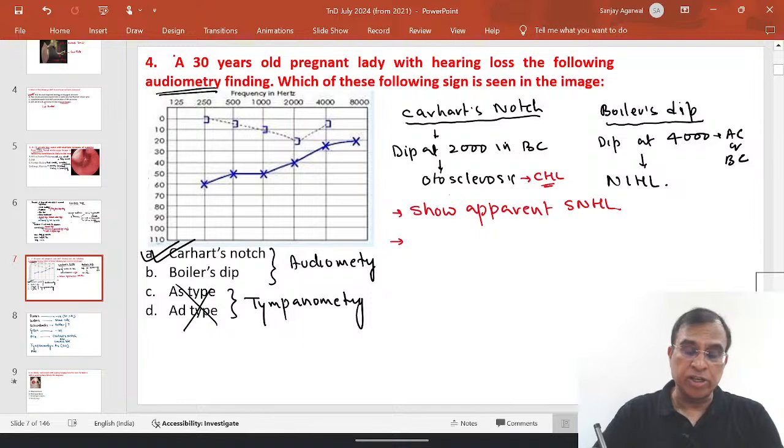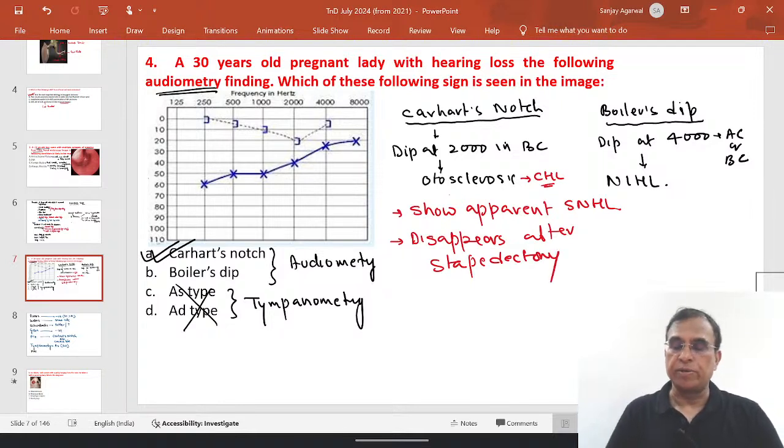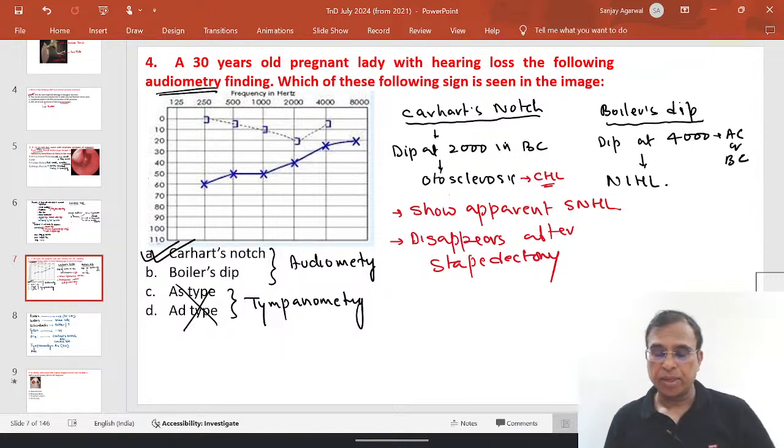And as somebody had written, this notch disappears after stapedectomy surgery. So if you do a stapedectomy surgery, the Carhart's notch will disappear. Okay, so remember that. So these are the 2 points about Carhart's notch that you should remember, in addition to whatever you know.